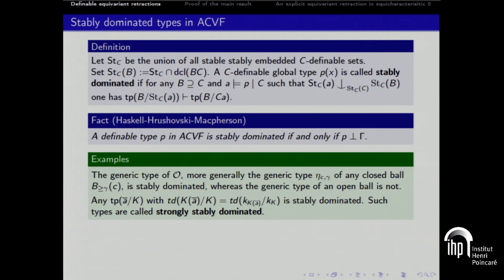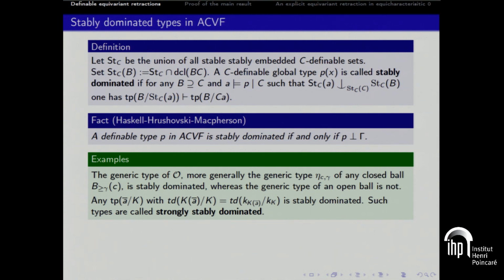Examples: the generic type of the valuation ring, which does not lie in any proper subball. Or more generally, the generic type of the closed ball, which I denote with the valuation: bigger or equal to gamma of C is the set of X such that V of X minus C is bigger or equal to gamma. This is a closed ball, and I denote its generic type by eta C gamma. And this is also stably dominated, whereas the generic type of any open ball is not.